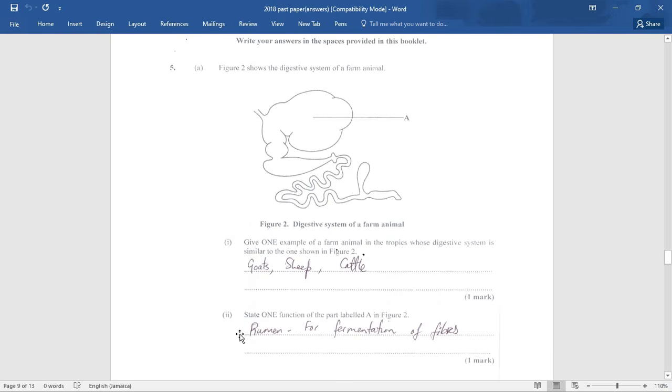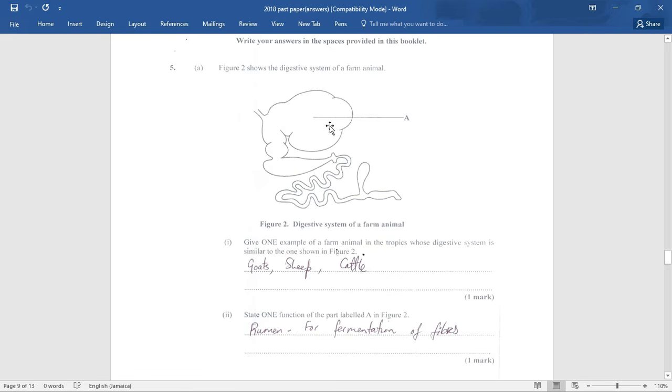Part 2, it says state one function of the part labeled A. So A is the rumen, which is the largest part of the stomach, and here fermentation occurs, right? So it says for fermentation. So remember, the rumen is also referred to as a fermentation vat, which means that food is broken down by microbes like protozoans, fungi, bacteria, etc.